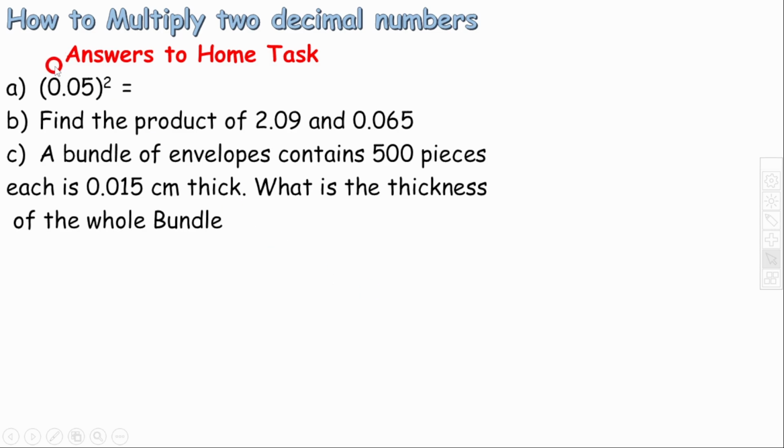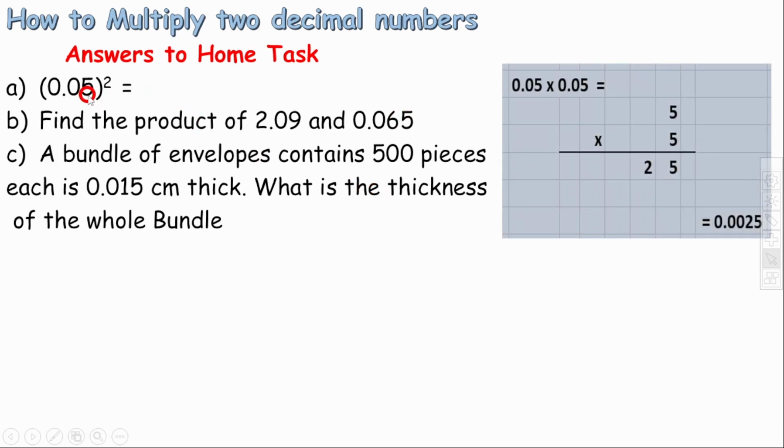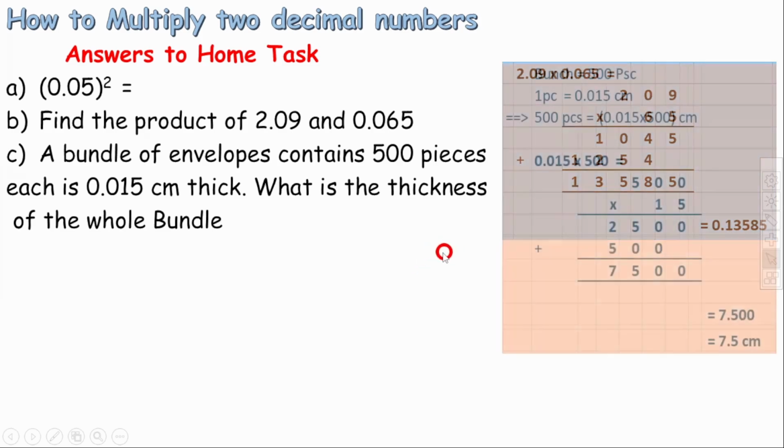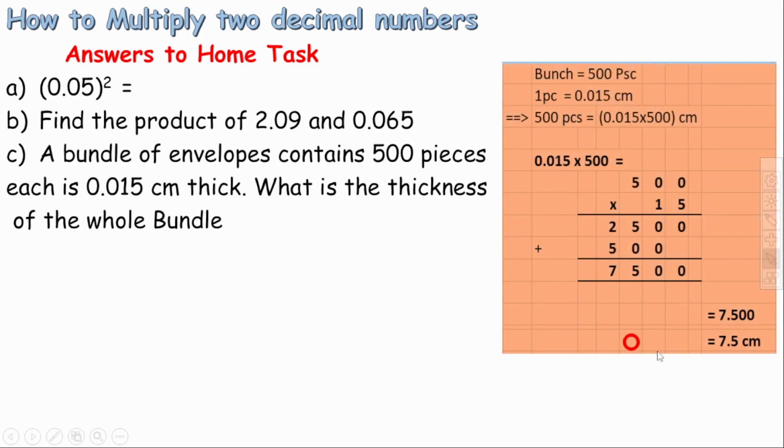Remember in the last class, I gave you some home tasks on how to multiply two decimal numbers. These are the answers to those home tasks. The answer to the first question is 0.025. The final answer to the second question is 0.13585. The final answer to the third question is 7.5 centimeter or 7.500. It's still the same thing as 7.5 centimeter.